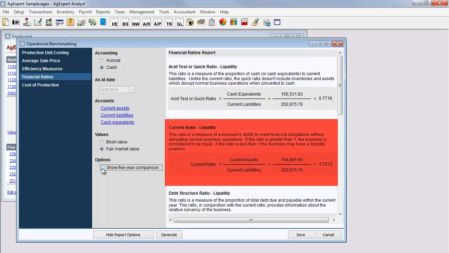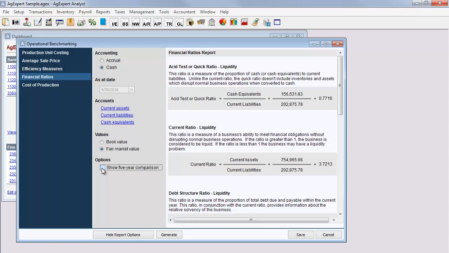The current ratio measures the ability of the business to meet financial obligations as they come due without disrupting normal operations. It is very similar to the acid test. However, it takes into account all of your current assets, not just cash and cash equivalents. Things like inventory, which may take a little longer to sell, are included in this ratio. A ratio of greater than 1 means that the business is considered liquid.